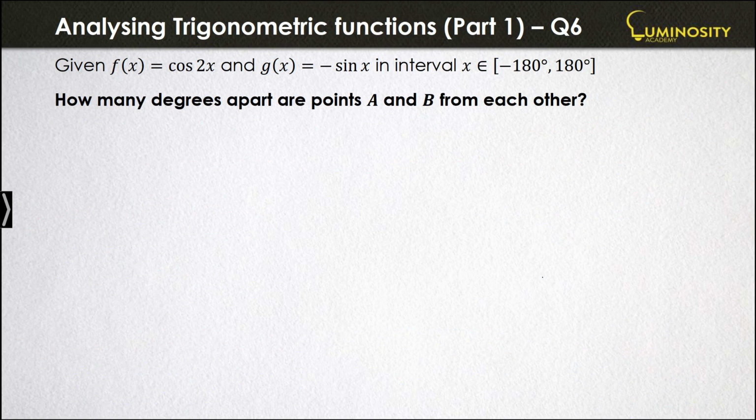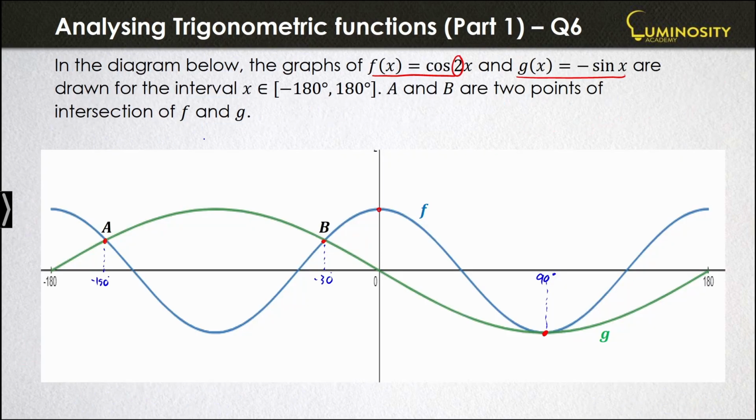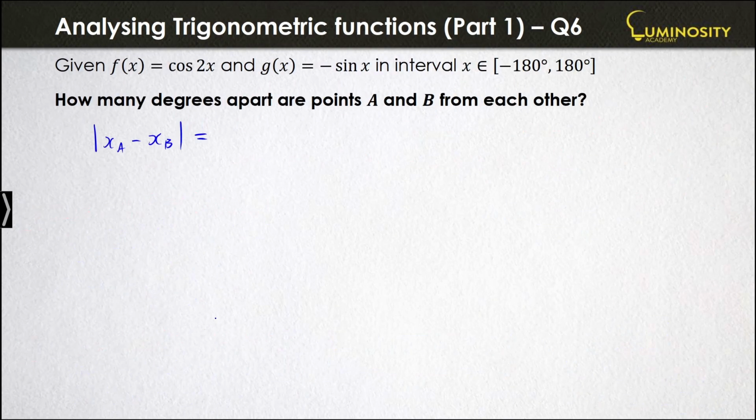Okay, so how many degrees apart are A and B from each other? The distance between the two x coordinates, which I'll denote by the magnitude symbol, is essentially from negative 150 to negative 30. That's a total distance of 120 degrees. We're not looking for a negative here because we're looking for a distance apart.